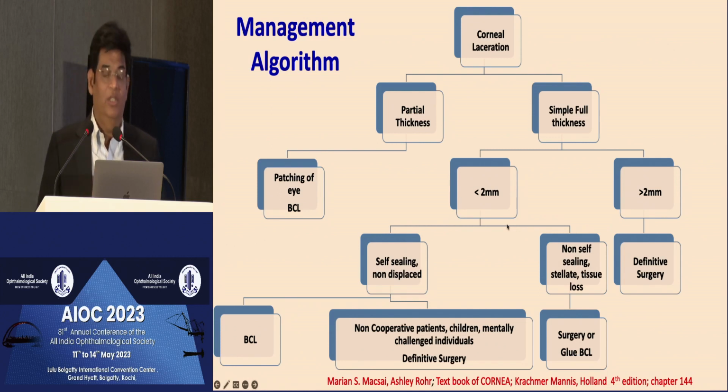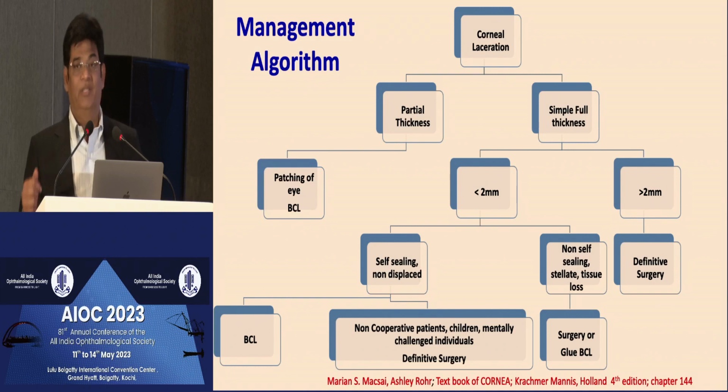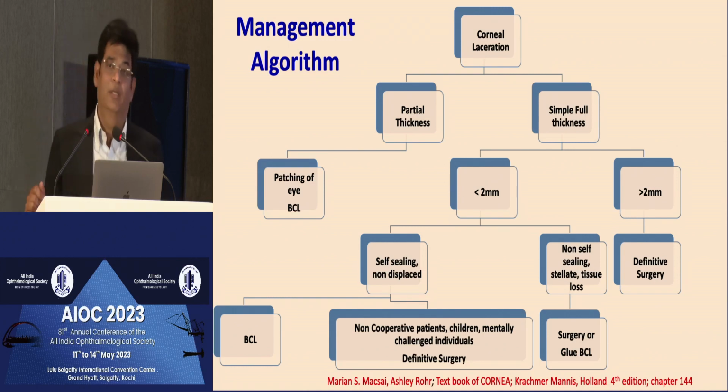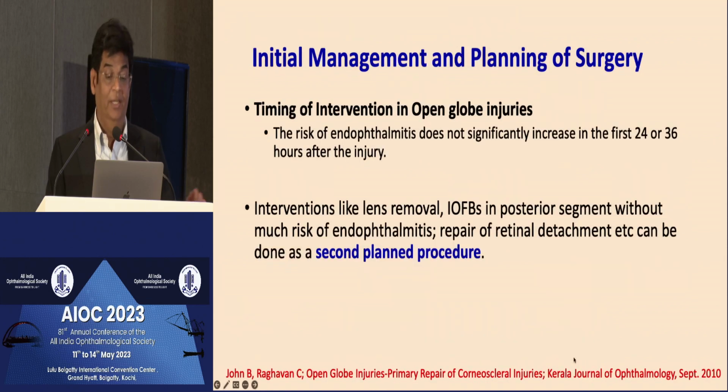Now this is a very, very tricky situation, because every time we see these patients, should we suture, should we not suture? As a rule, if there's any sign of infection, hypopyon, something like that, we do try to pass a suture by a no-touch technique and seal it in any case. In case it is more than 2 millimeters, non-self-sealing, stellate, or tissue loss is there, we should go ahead with surgery or some other adjuncts like glue, or go for a definitive surgery.